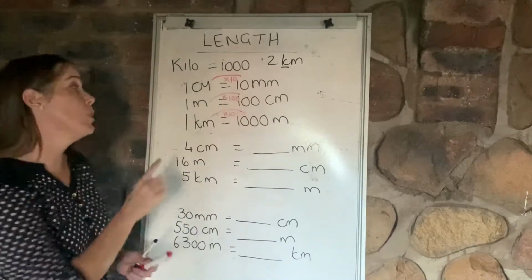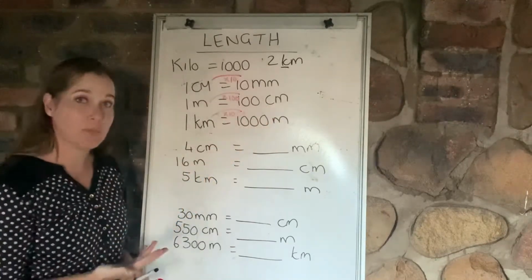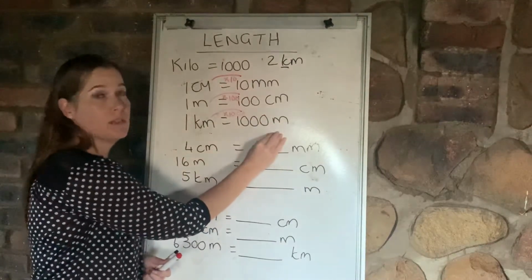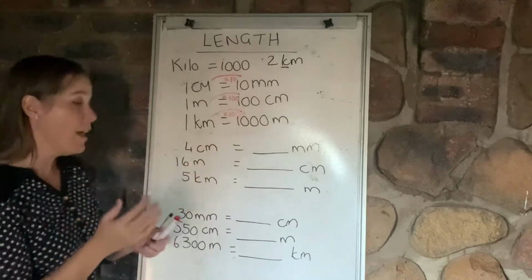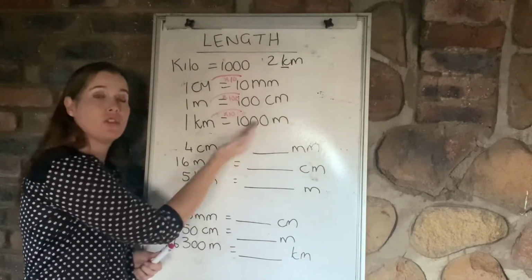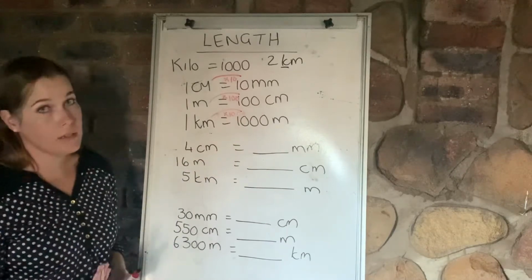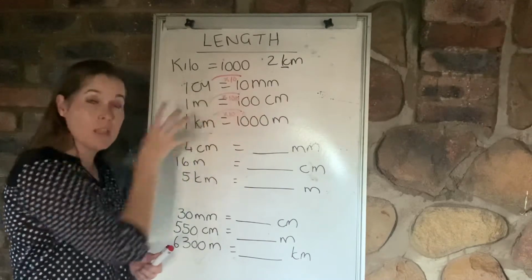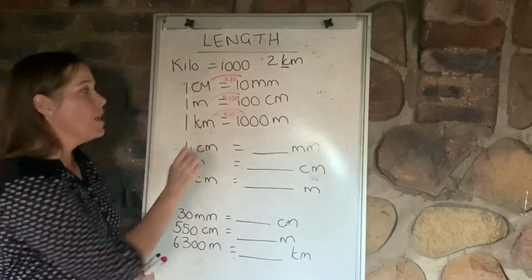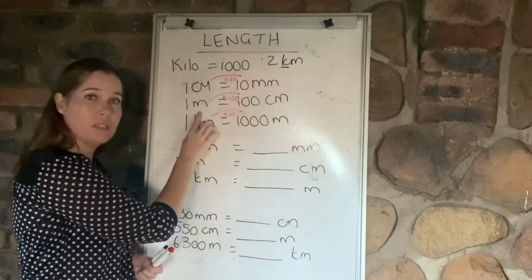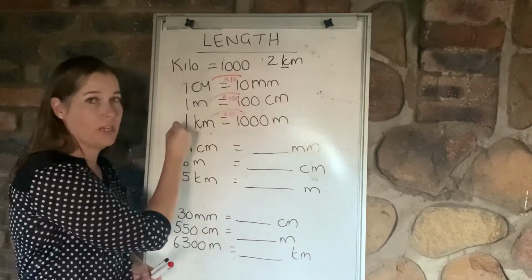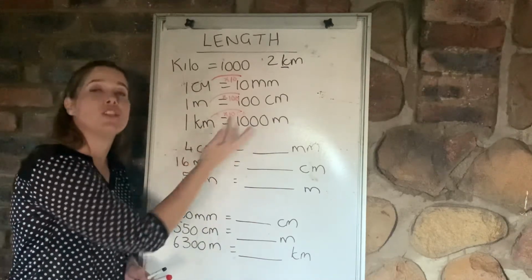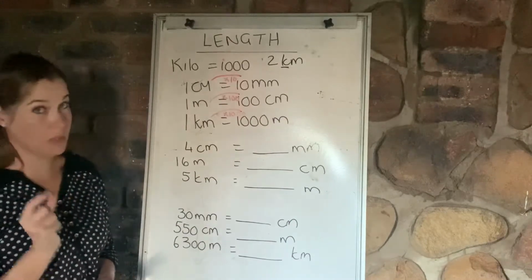Now that's very important. When you go that way, you times, because your number gets bigger. Can you see? Because there are more meters than kilometers. But when you have to change it from, let's say, meters to kilometers, then you divide. If you have to change from millimeters to centimeters, you divide by 10 because the number must get smaller. If you have to change from centimeters to meters, you divide by 100 because the number must get smaller. And it will happen if you have meters to kilometers, you will divide by 1,000 to make the number smaller.